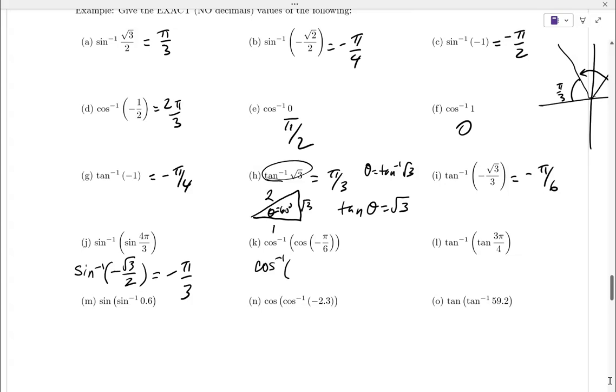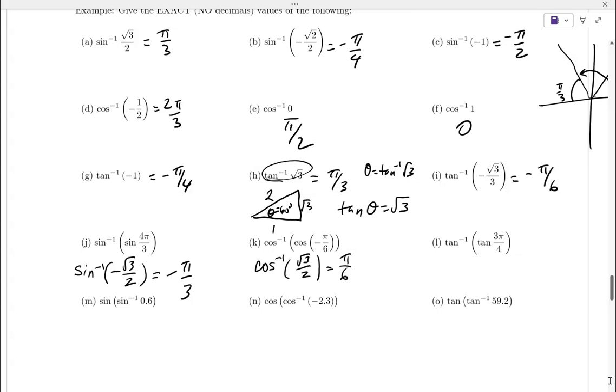Reference angle for negative pi over 6 is pi over 6. Cosine of pi over 6 is root 3 over 2. Negative pi over 6 is in quadrant 4, so the cosine is positive. Yeah, so it's root 3 over 2 is all we get. What do we get now when we do inverse cosine of root 3 over 2? What do we get? Yeah, just pi over 6. Good. It's positive pi over 6. That's exactly right.